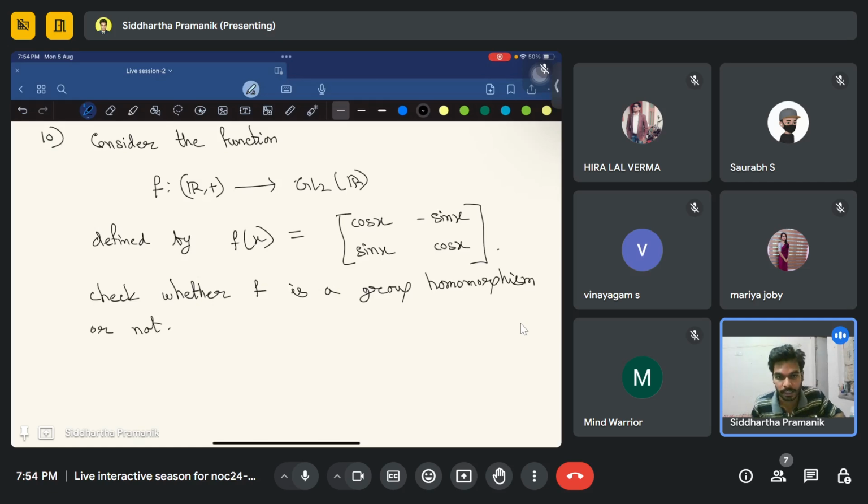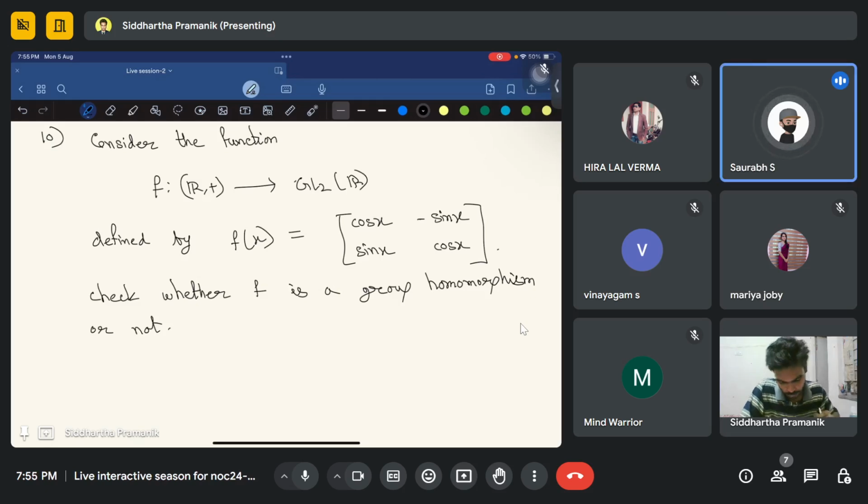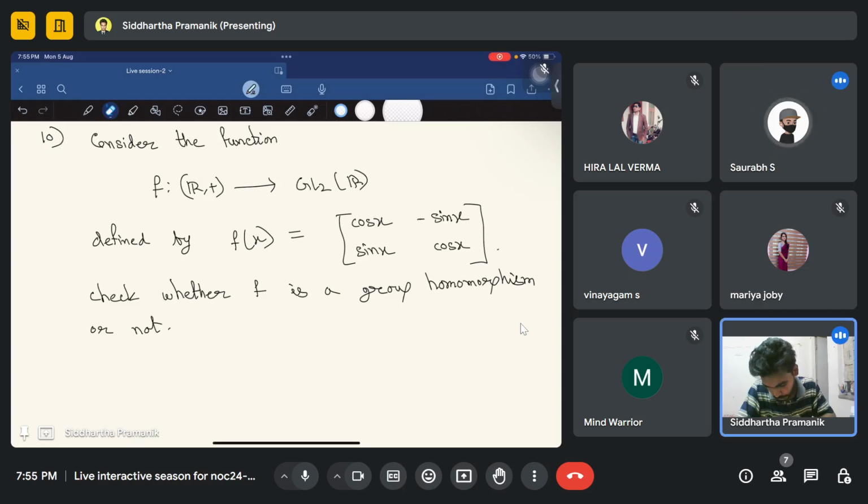Okay, can you quickly check this? So you are saying it is a group homomorphism. Yeah. Not only rotation. These consist of rotation matrices as well as reflection matrices.